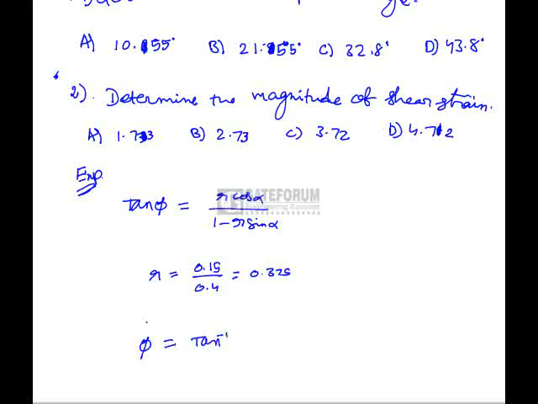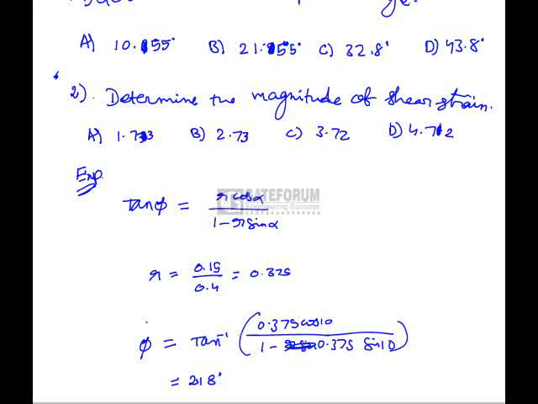From this we can find out phi, the shear plane angle, which is equal to tan inverse of r cos alpha by 1 minus r sin alpha, where r is 0.375 and alpha is 10 degrees, so 0.375 cos 10 divided by 1 minus 0.375 sin 10, which is equal to 21.55 degrees. So in the options, the right option is B. B is the right answer for the first question.